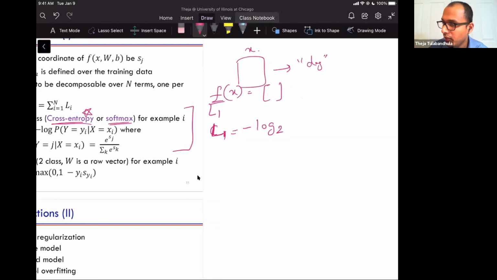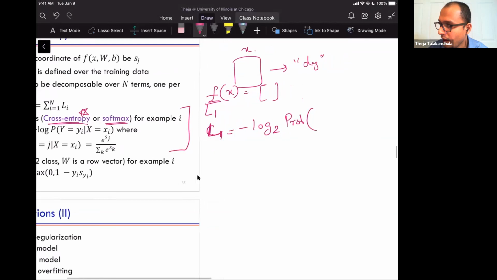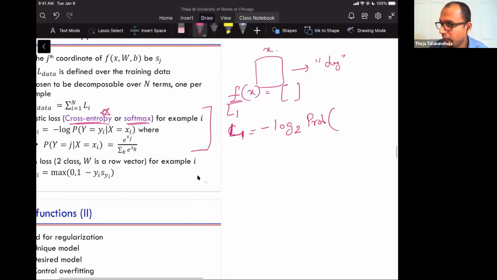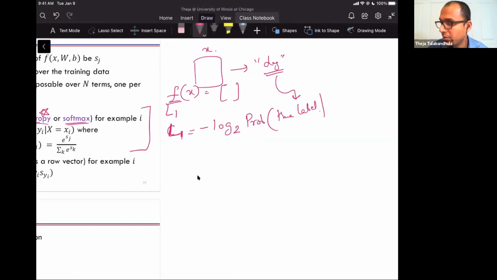So log, and then you want to say the probability of the true label, because I know the true label. The true label is supposed to be dog. The probability of the true label given the image. Okay, the image is X. So the probability of the true label given the image. Okay, now what is this?